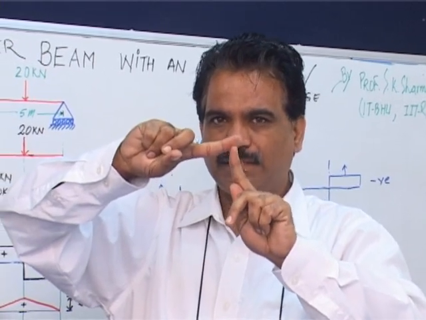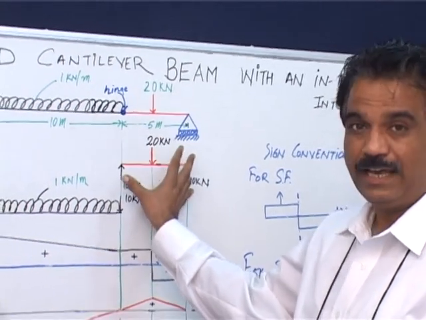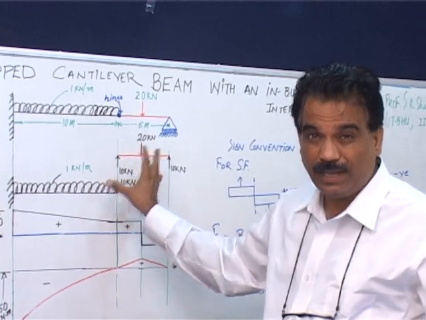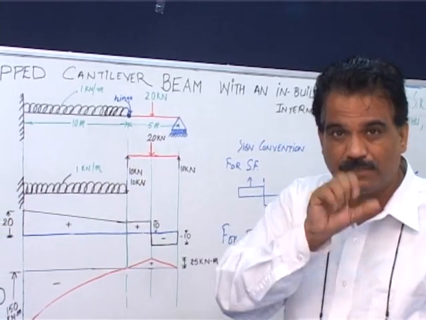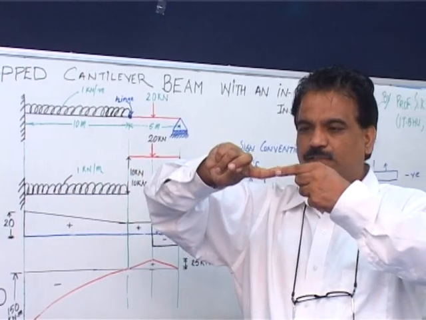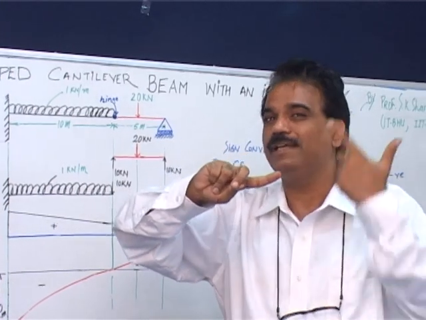As soon as there is an upward reaction, this particular part of the beam is going to act as a simply supported beam. So this particular portion is solved as a simply supported case, which then becomes a very simple case. And this particular portion, for example, is not being allowed to go down. So whenever there is a resistance to movement, there will be a reaction.